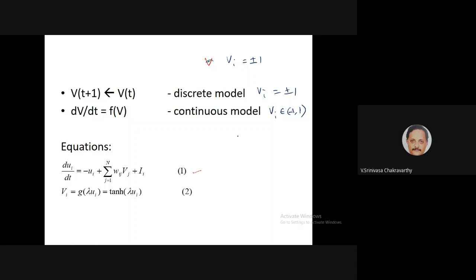And second thing is, in the discrete Hopfield neural network, you have the inputs. You combine all the inputs, pass them through a signal function, and you get the output Vi. These are the weights, Wij. This is, let's say, Vj.